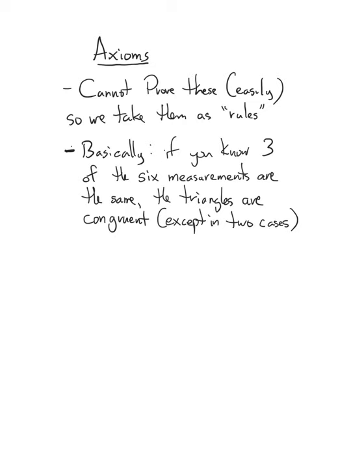And kind of the takeaway to all of this: if you know 3 of the corresponding measurements of the 6, remember there are 3 sides and 3 angles, so 6 measurements that you can take of a triangle in terms of length and angles. If you know 3 of the 6 are the same, you know the triangles have to be congruent, except in 2 cases, which we'll get to. There are 2 selections of measurements that don't work.